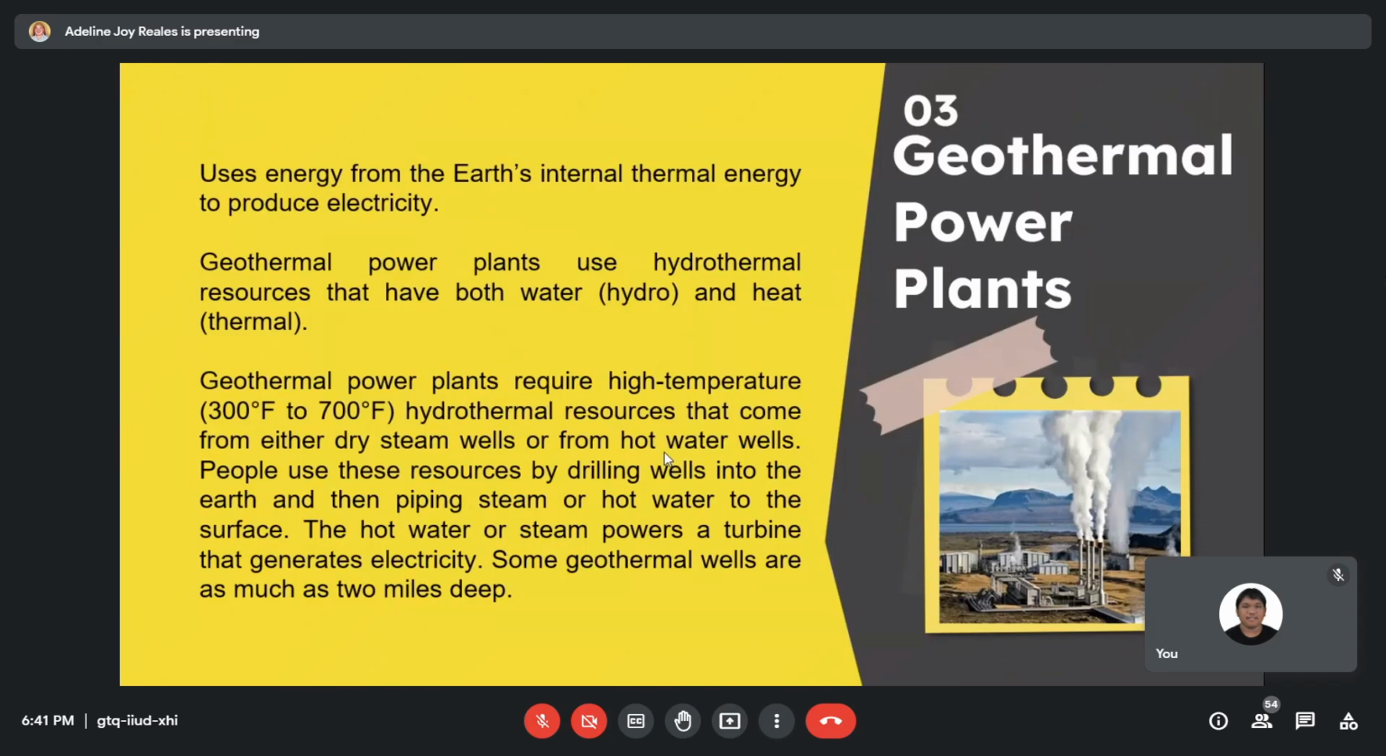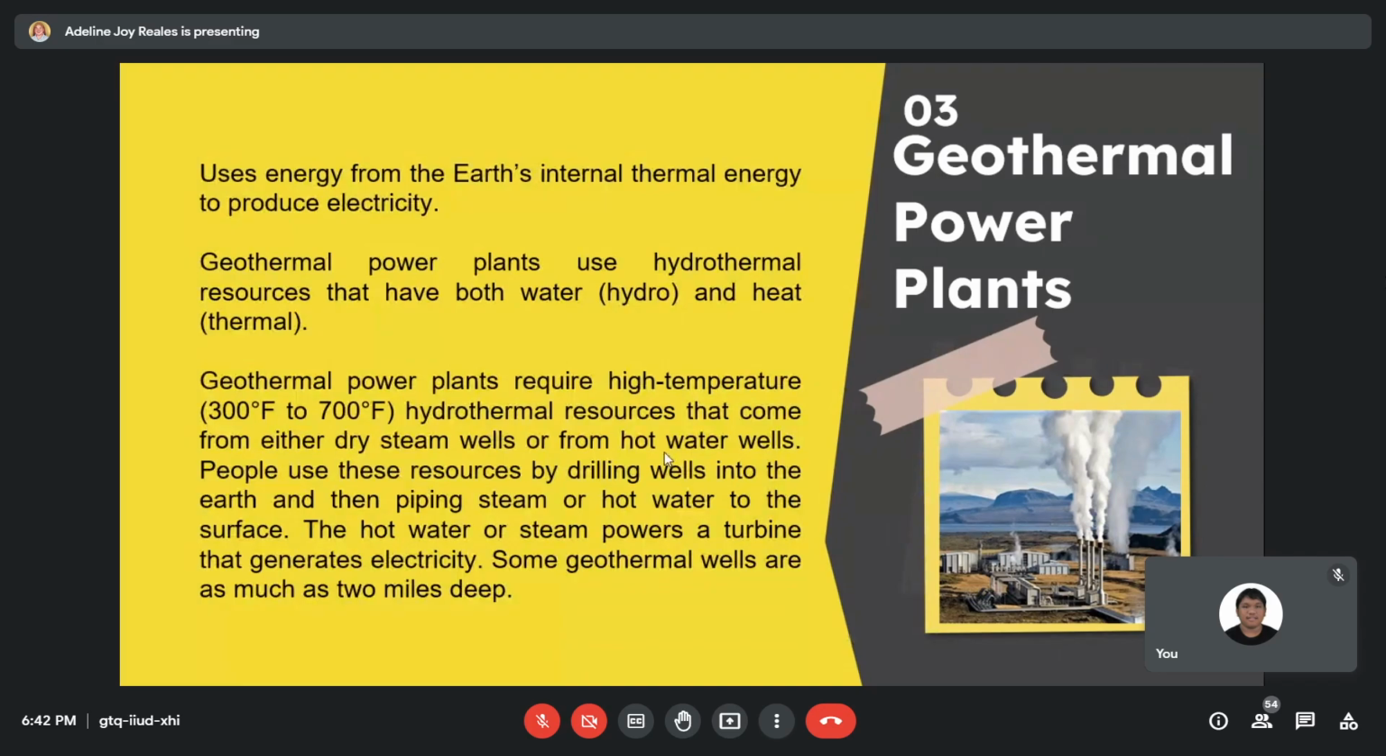The third is the geothermal power plants. So geothermal power plants use energy from the Earth's internal thermal energy to produce electricity. Geothermal power plants use hydrothermal resources that have both water and heat. They require high temperature hydrothermal resources that come from either dry steam wells or from hot water wells. People use these resources by drilling into the earth and then piping steam or hot water to the surface.